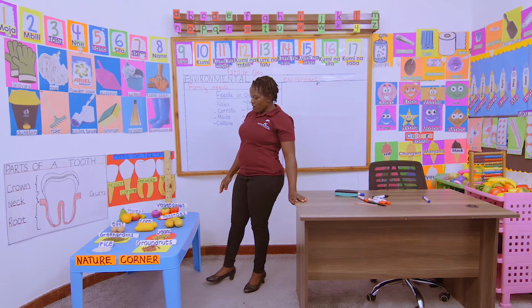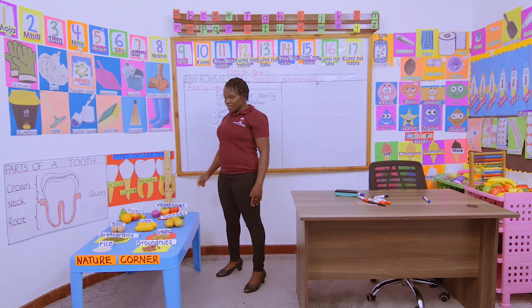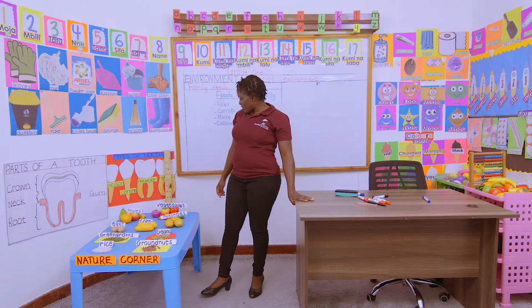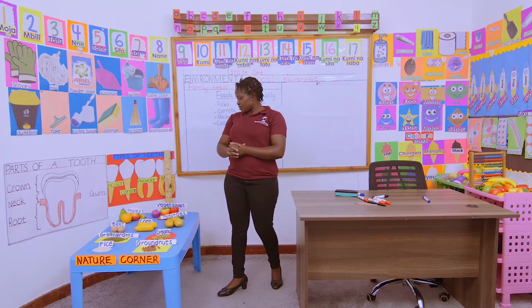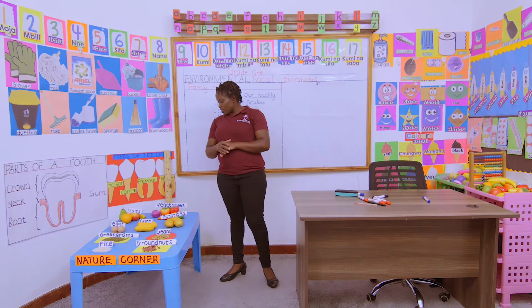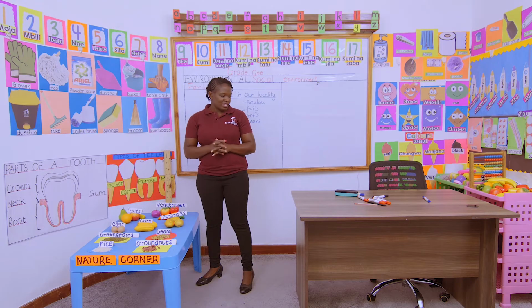Now, grade 1s have made their nature corner, and you can see the way the nature corner looks like. Wow. Grade 1s, your nature corner looks nice. Wow. What can you see in our nature corner? Teacher, we can see different types of fruits. Very good. Name for me some of the fruits you can see in our nature corner.